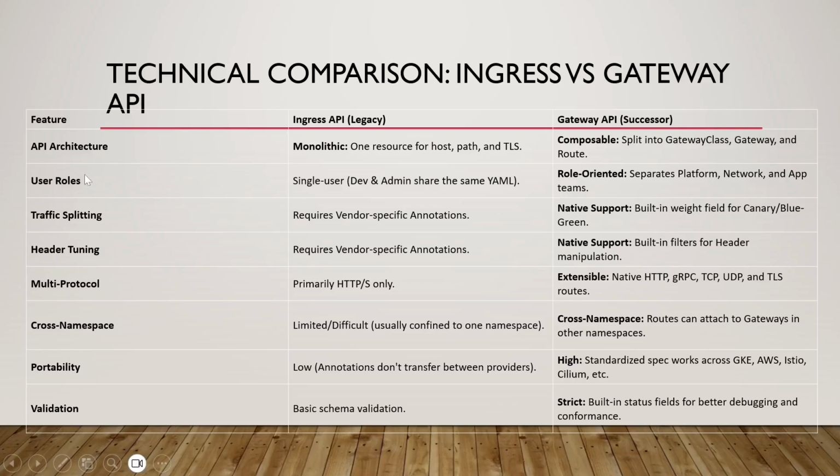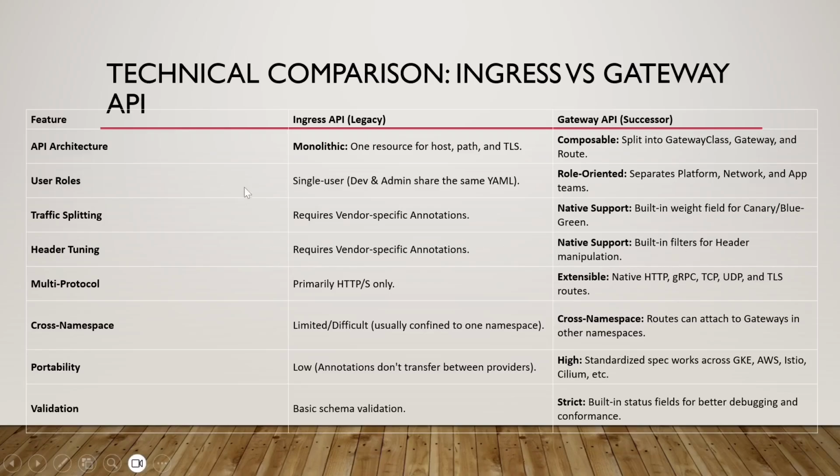And here let's talk about user roles. It's basically single user: developers and admins share the same YAML. But Gateway API is role oriented, separating platform, network and app teams. So it's more enterprise oriented, because separate roles are required in enterprise. It's not negotiable. Traffic splitting requires vendor-specific annotations in Ingress, while Gateway API has native built-in support, which is useful for blue-green deployment. Header tuning requires vendor-specific annotations, while Gateway API natively supports built-in filters for header manipulation.